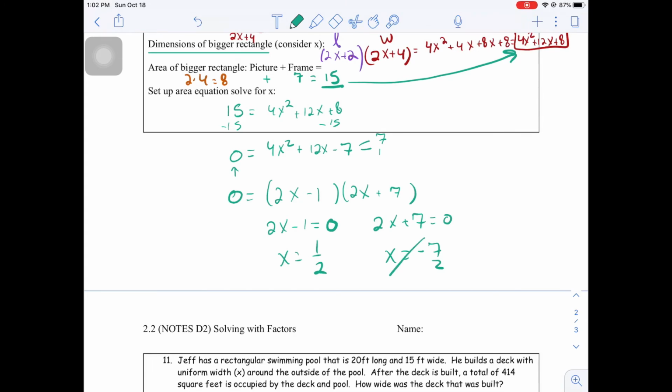Because this is a real-life problem, distance cannot be negative, so we are not going to include this in our answer. So the only answer to this question is x equals 1/2 of a foot.